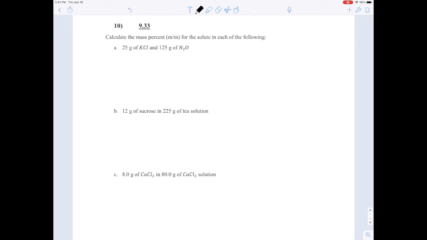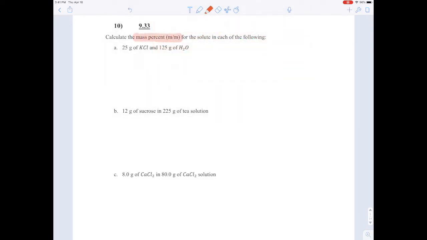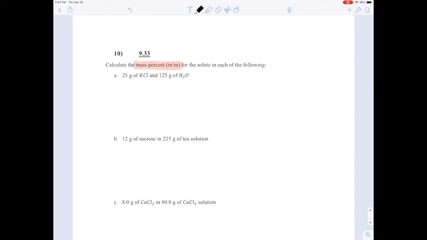Chapter 9, question 10, asks you to calculate the mass percent, and that is a keyword that's going to suggest a formula for the solute in each of the following. So the mass percent should remind you of the formula grams of solute over grams of solution times 100. That is the percent by mass, or the mass percent. This first m is referring to the mass, which is measured in grams, and the second m is referring to the mass in the bottom, measured by grams.